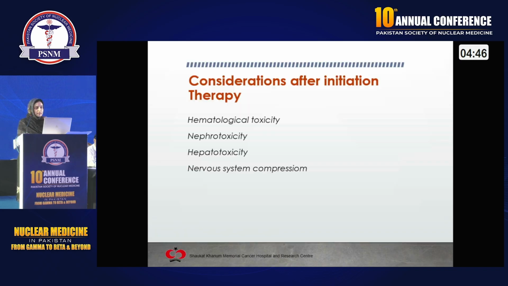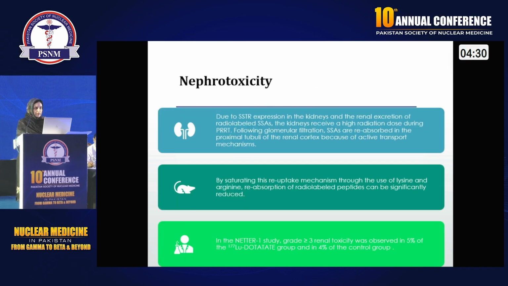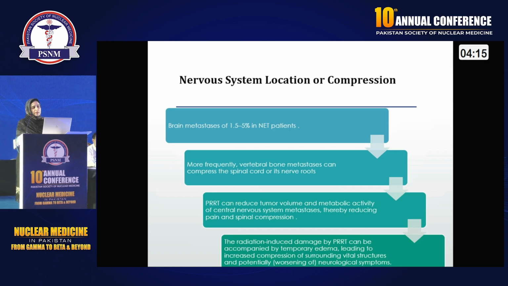Once therapy has started, between cycles we look out for hematological toxicity. Most of the time the blood counts do drop, but then they do pick up, and luckily it's generally quite mild. Nephrotoxicity is not as much of a worry as initially thought. Most of our patients do quite well. We do also see some mild and severe hepatotoxicity, depending on how much liver was diseased at the start of treatment.